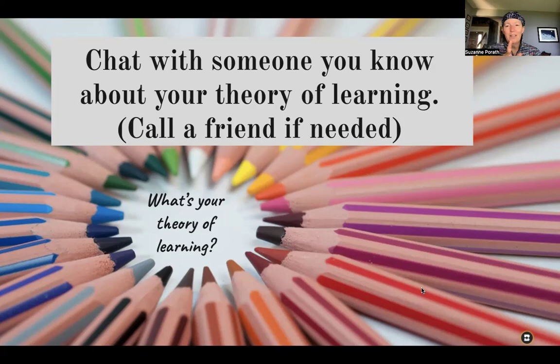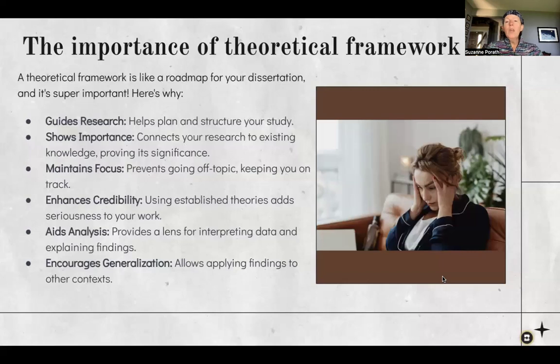Okay, did you pause? Did you articulate your theory of learning? Now, do you have a name for it? That's what we're going to be talking about next. A theoretical or conceptual framework, and we'll talk a little bit about the difference, but right now let's just assume there is no difference. Let's use the word theoretical to mean both theoretical and conceptual.